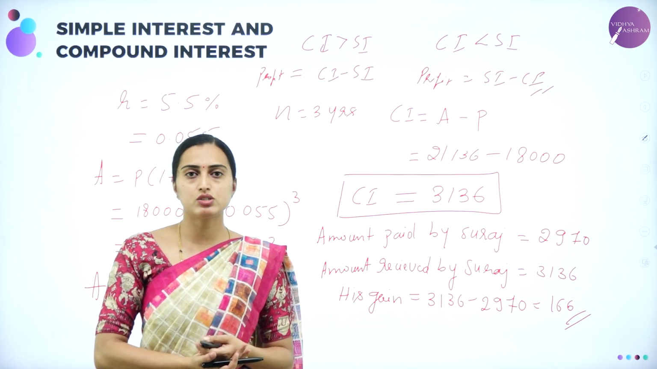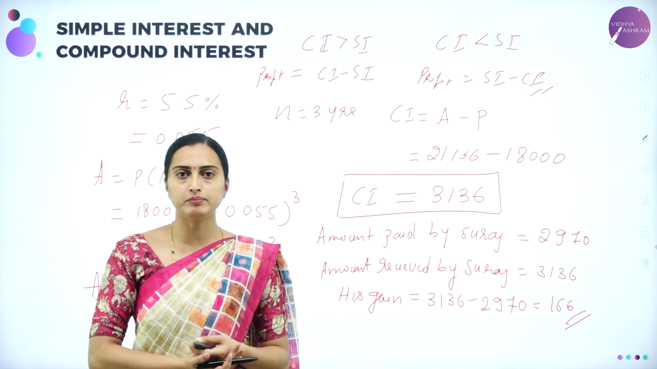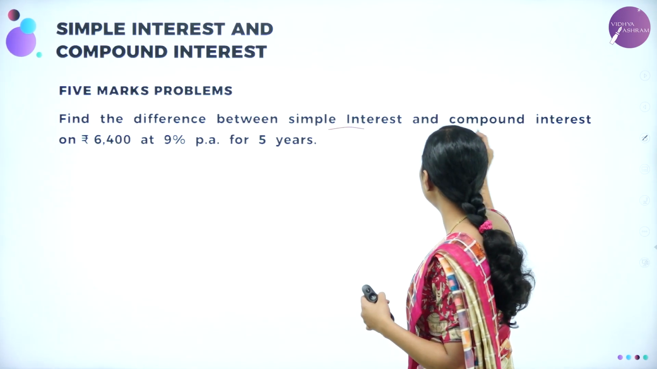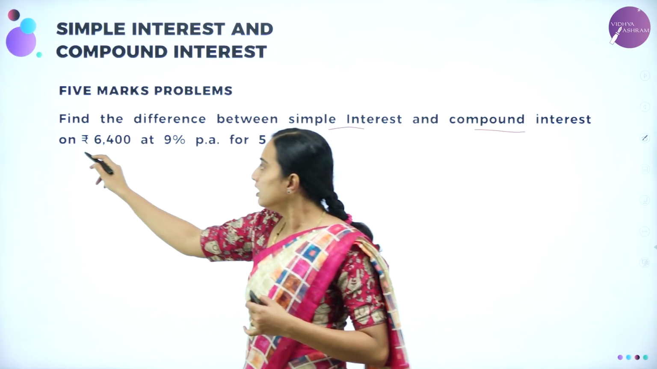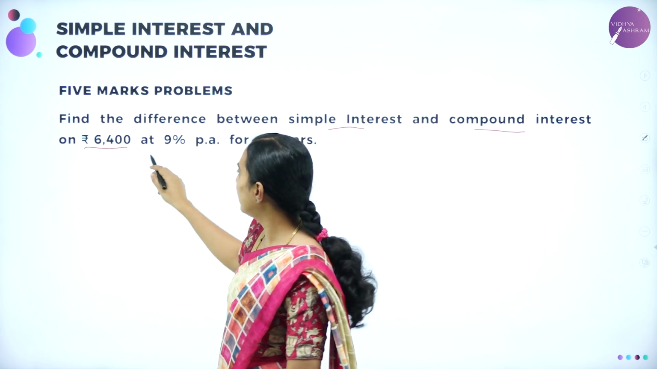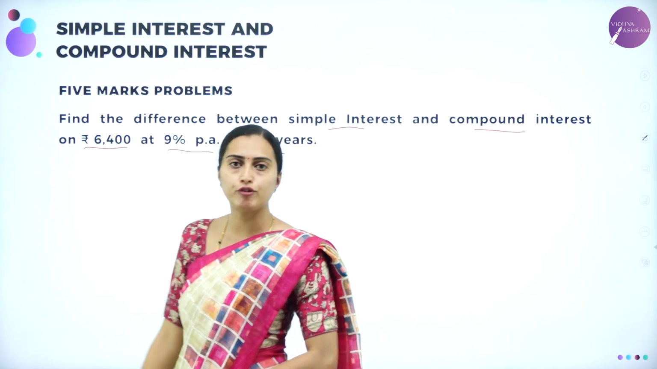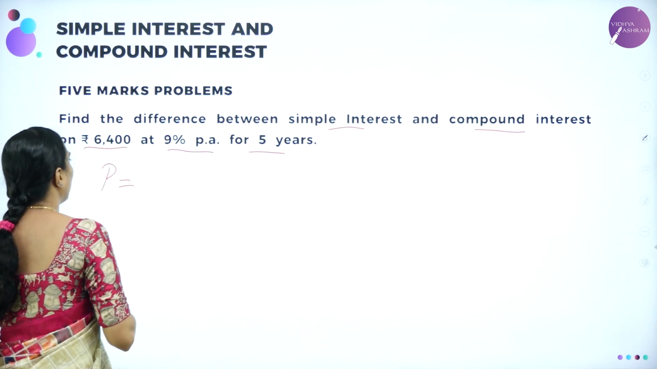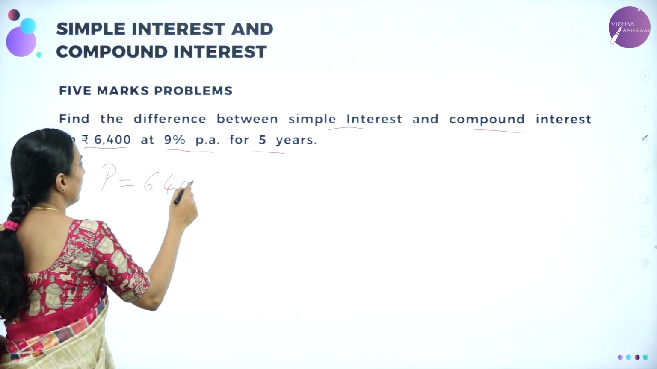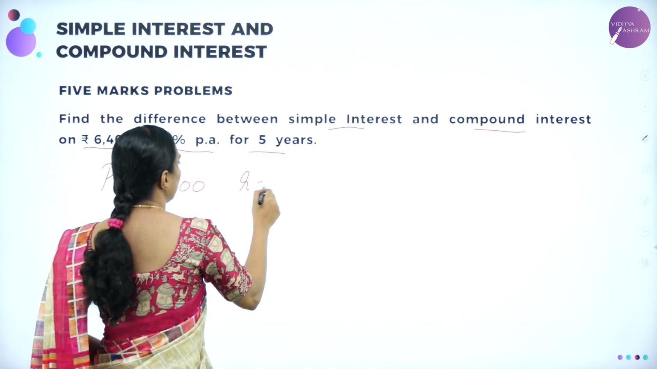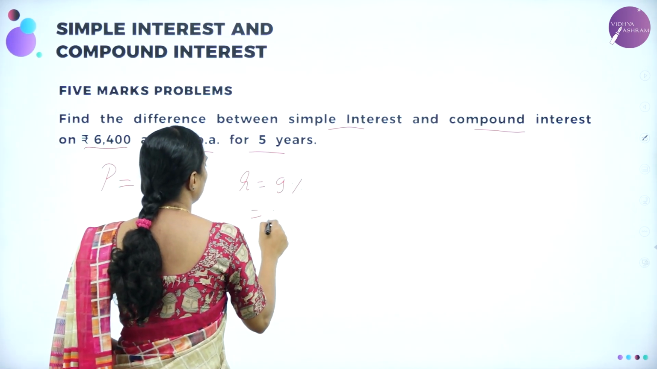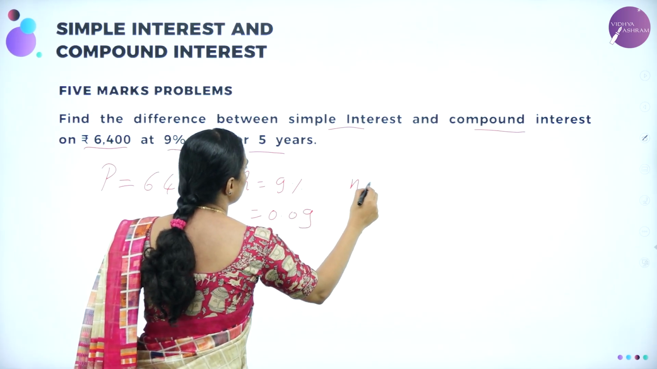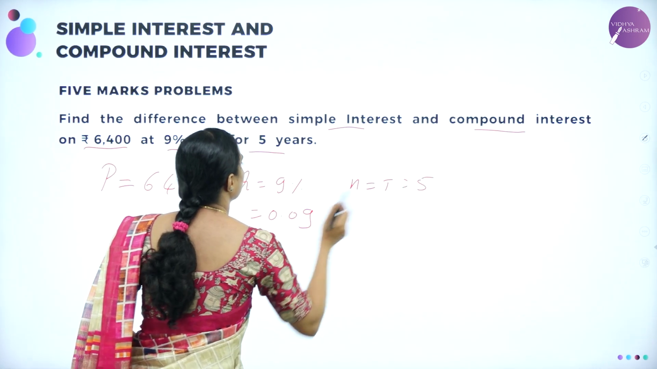Okay. Yes, dear students, we'll move on to the next problem. So what they've asked: find the difference between the simple interest and compound interest on rupees 6,400 at 9% per annum for 5 years. So therefore here P will be 6,400, and then R will be 9%, which can be written as 0.09, and N or T will be 5 years, right?